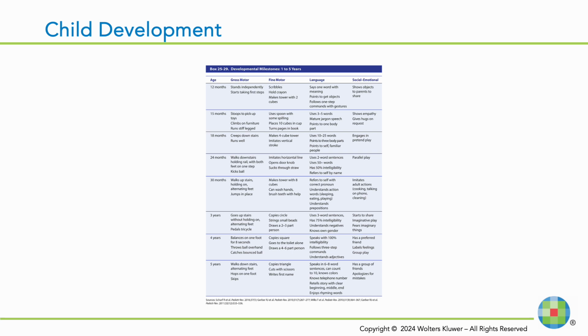They can refer to themselves by name. And they practice that social and emotional. They practice what's called parallel play. If you notice, they might be in a group of children, but they're really not playing together.